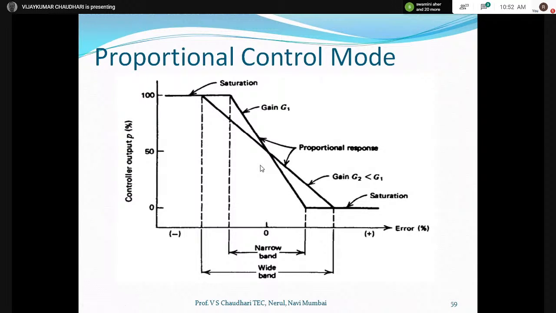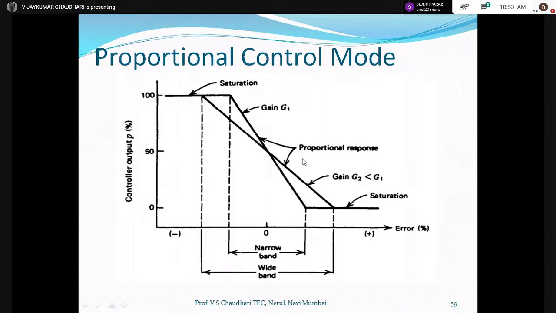So here the proportional control action is explained. There are two graphs actually in the same figure to explain the effect of controller gain Kp, the proportional gain. This is gain G1 and this is gain G2. This is the graph for gain G1, Kp equal to G1, and Kp is G2, where G2 is less than G1.